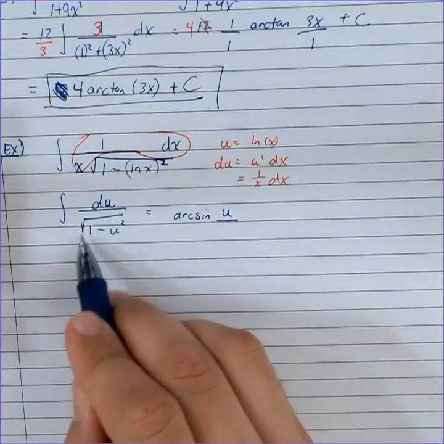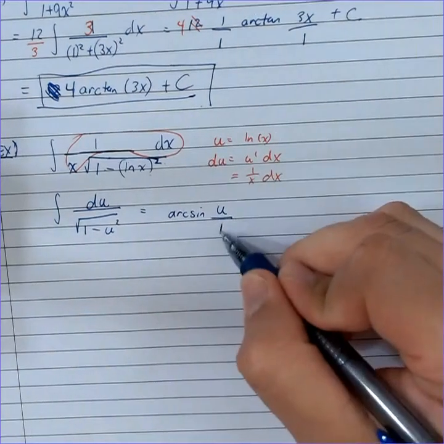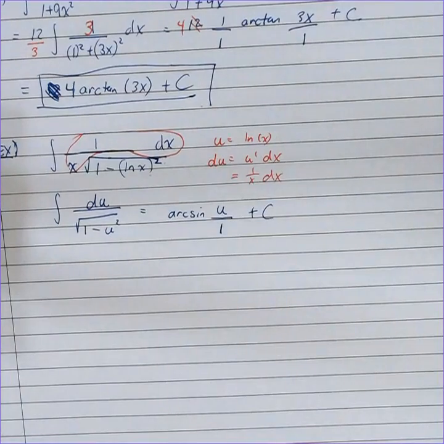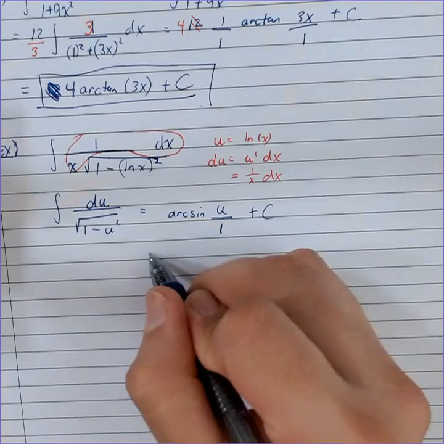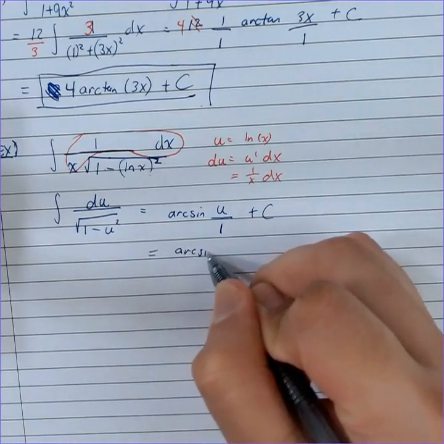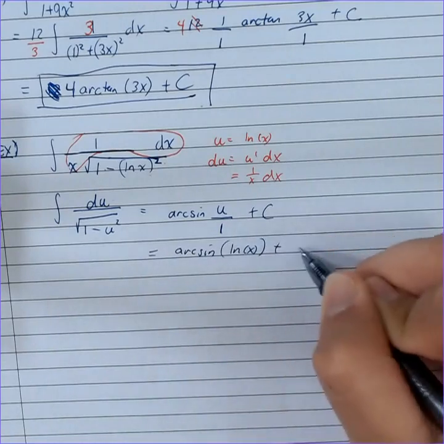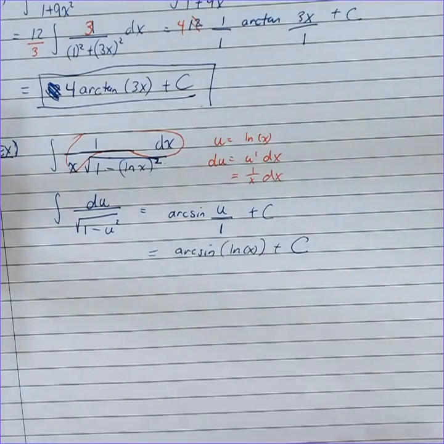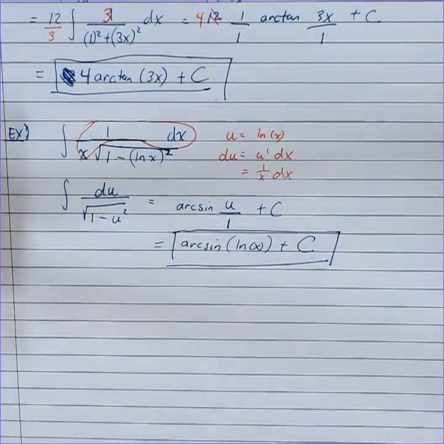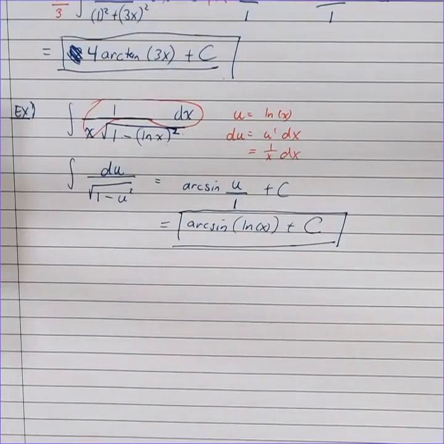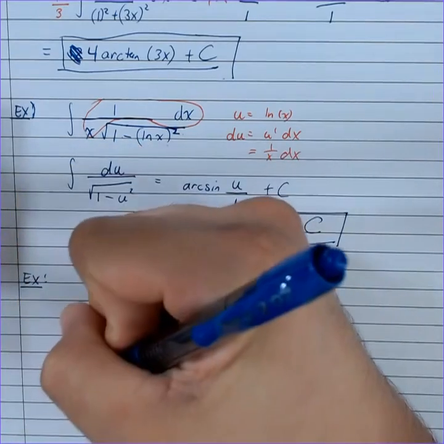Notice here a is the number 1 because that's the number that gets squared. 1 squared is still 1. Plus a constant of integration. But of course, u is a stand-in for the natural log of x. So here we can write this as the arcsine of the natural log of x plus a constant of integration. We don't really need to divide by the number 1 there. And that's our antiderivative. Again, be careful when it comes to expressions that might be disguised a bit.